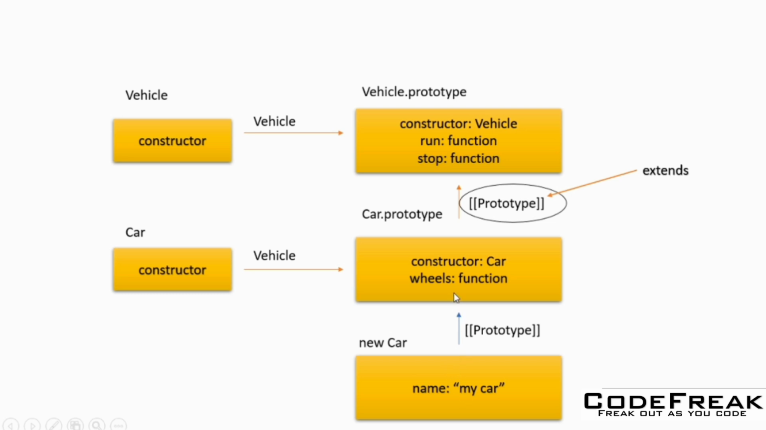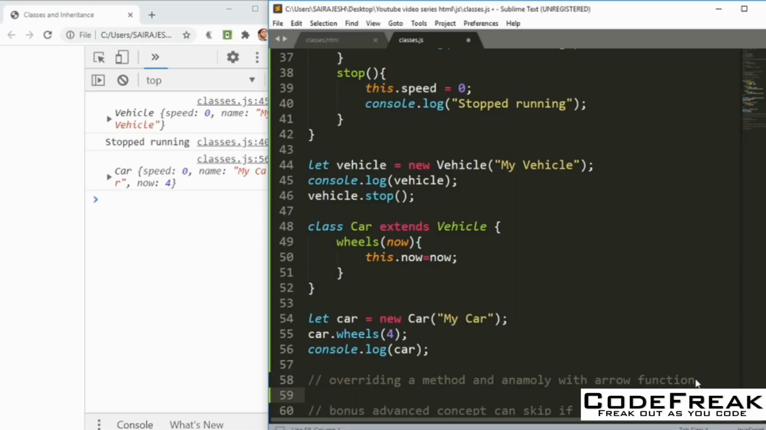It goes from down here, it checks whether you have a run function here. If it doesn't have a run function here, then it goes here, and then it does that. It's the same with even the constructor. Let's look at how to override a method.